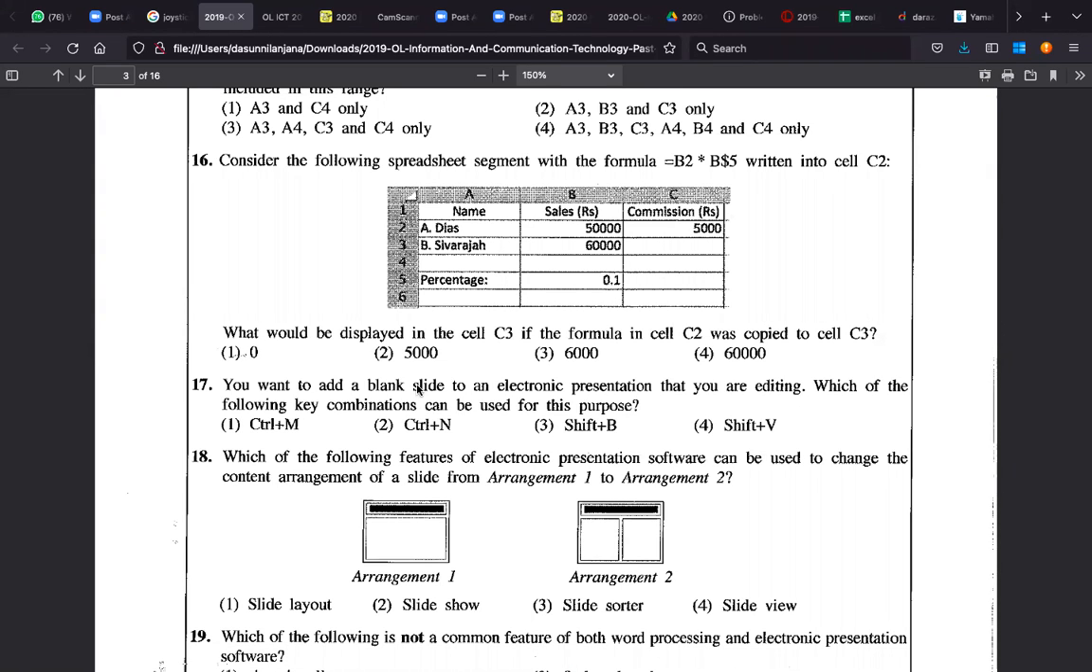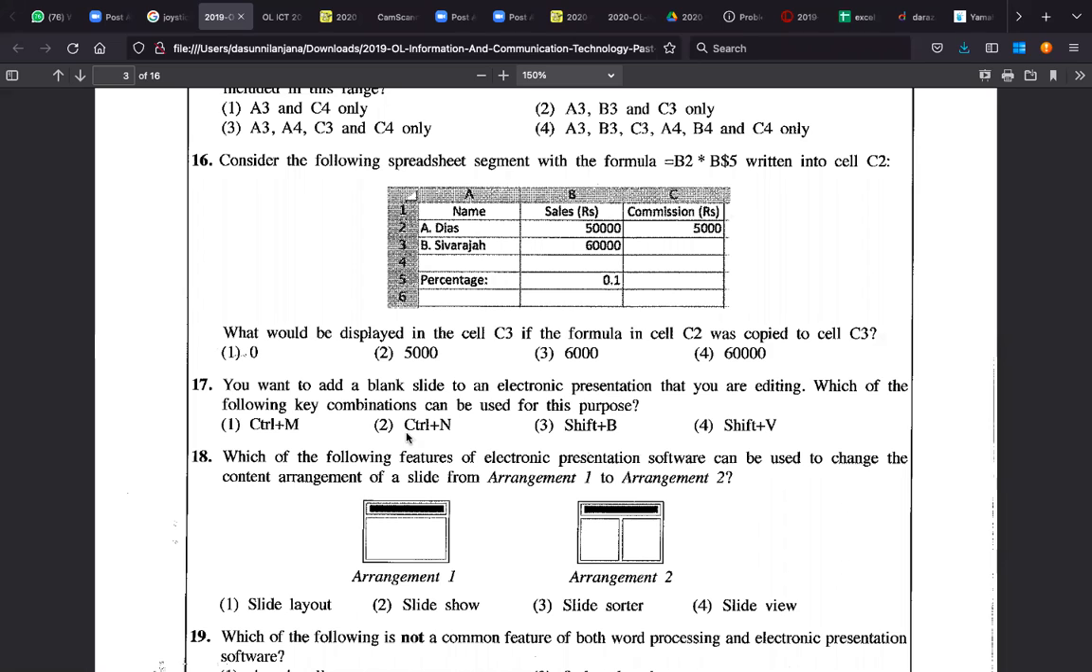If you want to add a blank slide to an electronic presentation you're editing, which is the shortcut key combination? To add a blank slide, it is Control key and M key. Control N is actually new presentation. So sometimes you will get confused with this, right?